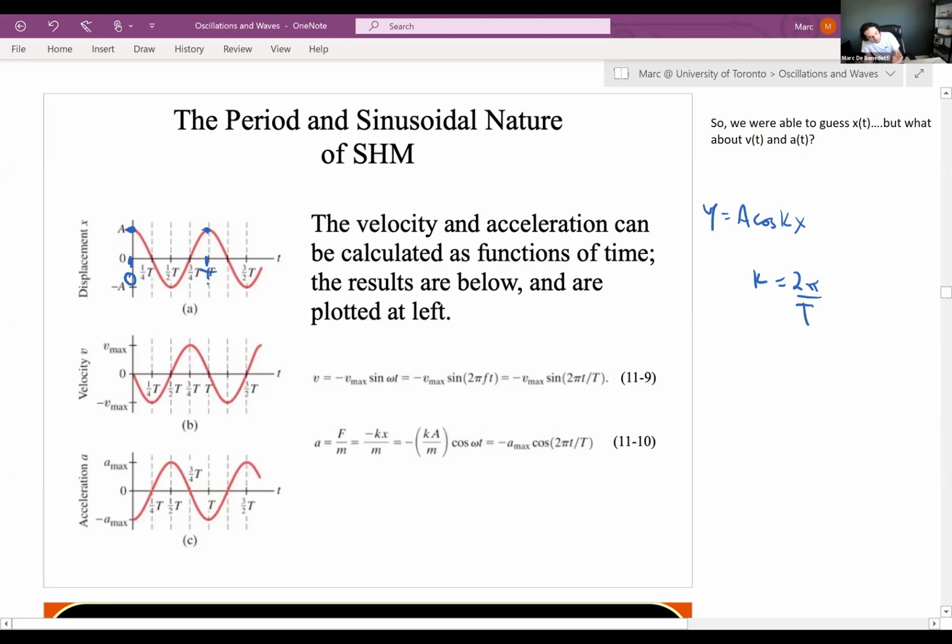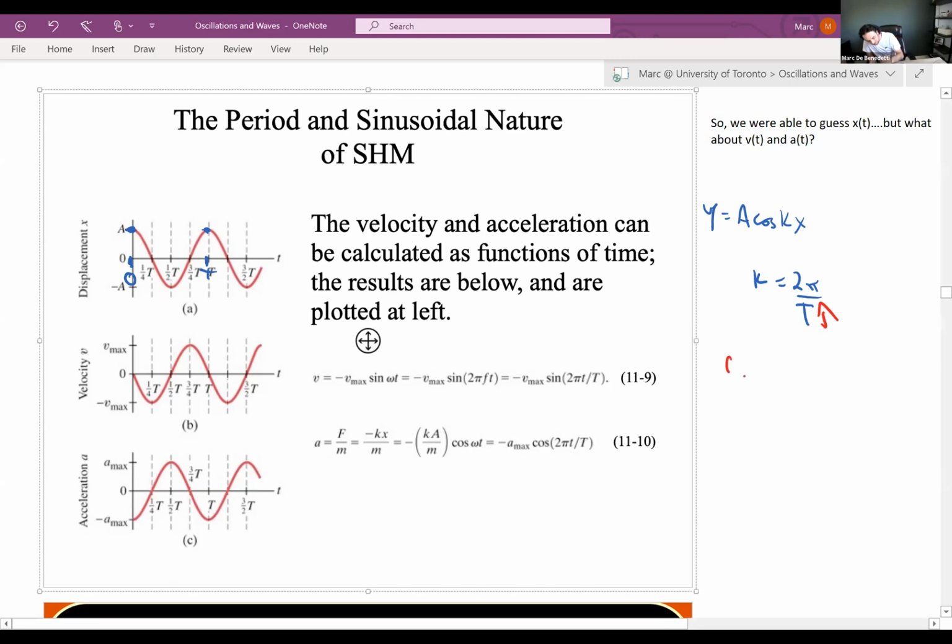So if period gets longer, then that means T goes up, which means the fraction goes down and K gets smaller. You'll remember from math class that if K is less than 1, it's actually a horizontal stretch, and if K is larger than 1, it's a horizontal compression. The reason for this is because period is in the denominator, so the value for K is inversely proportional to the period.